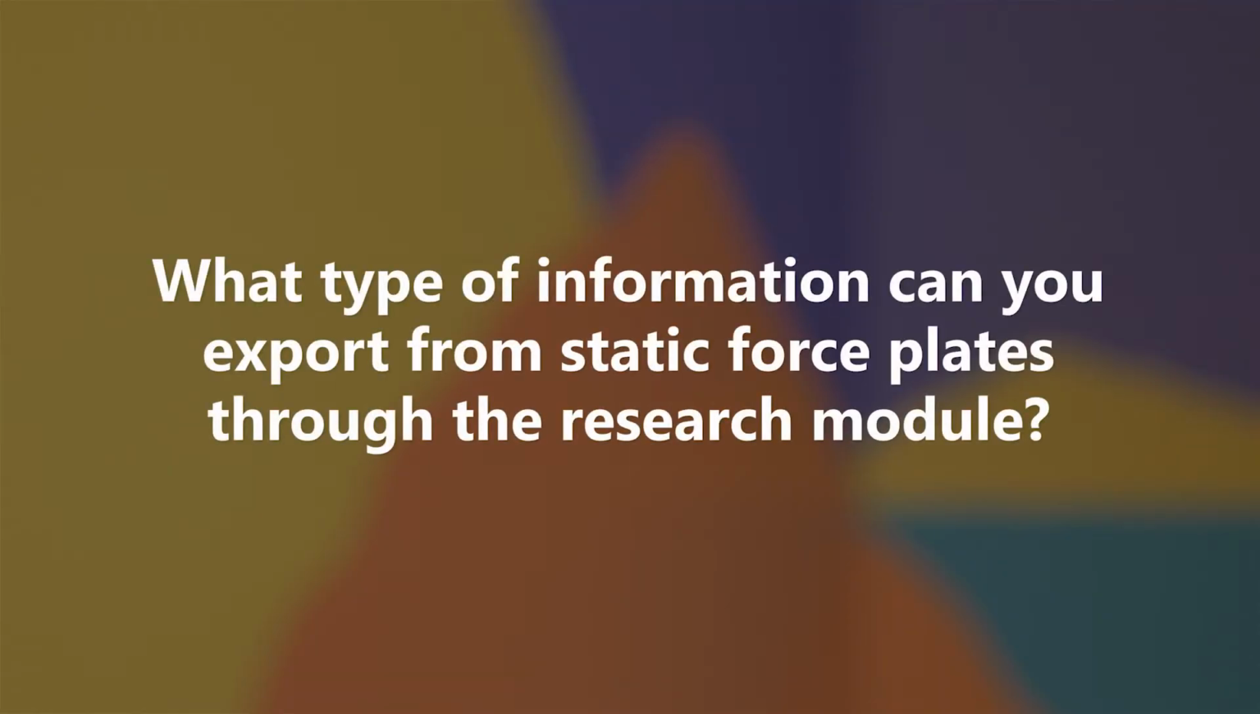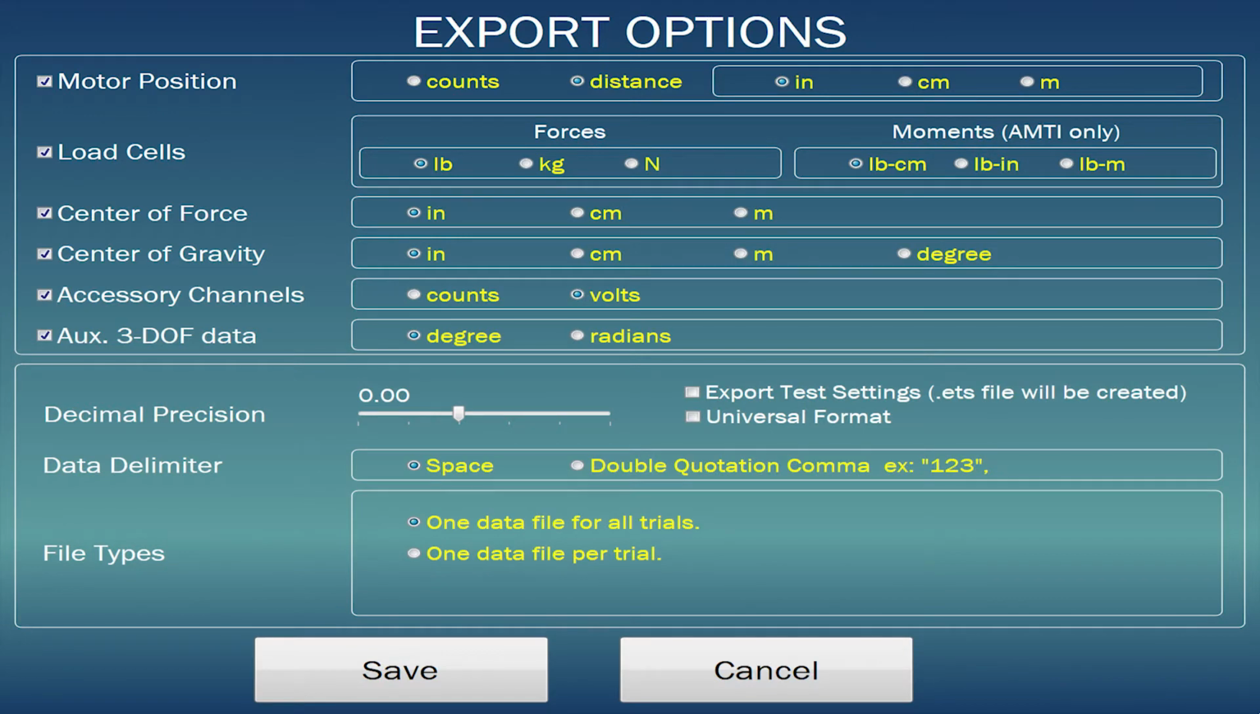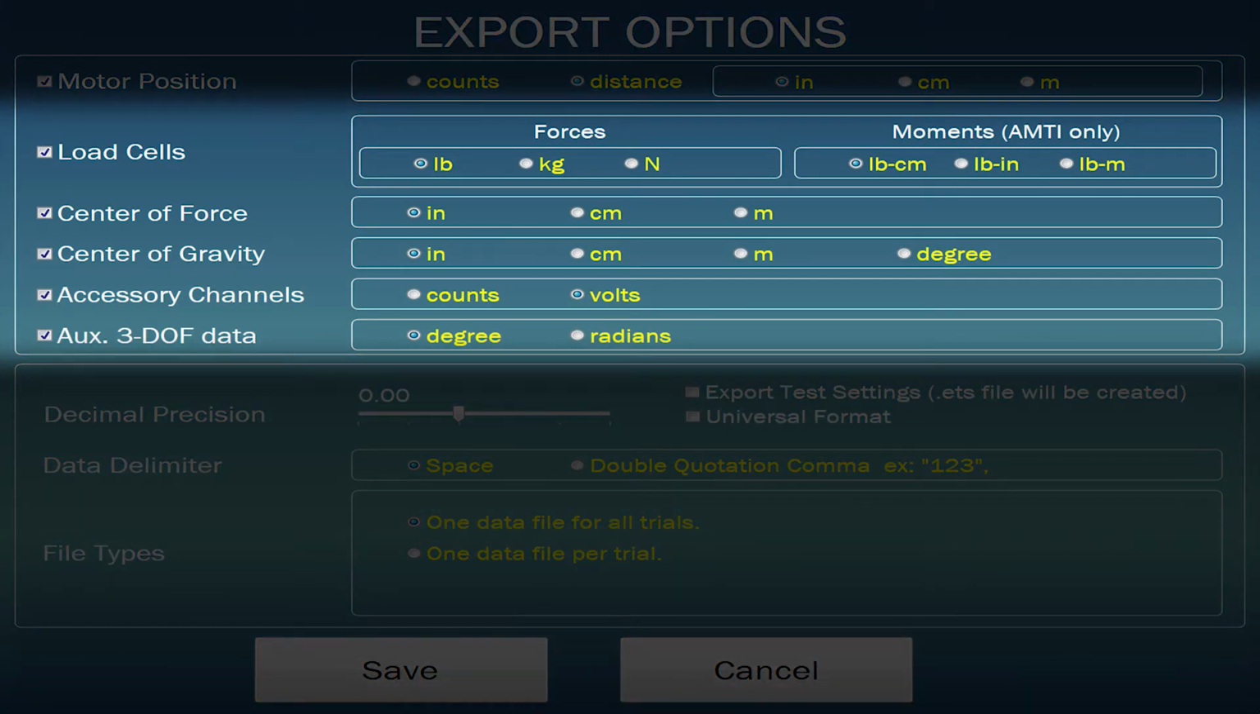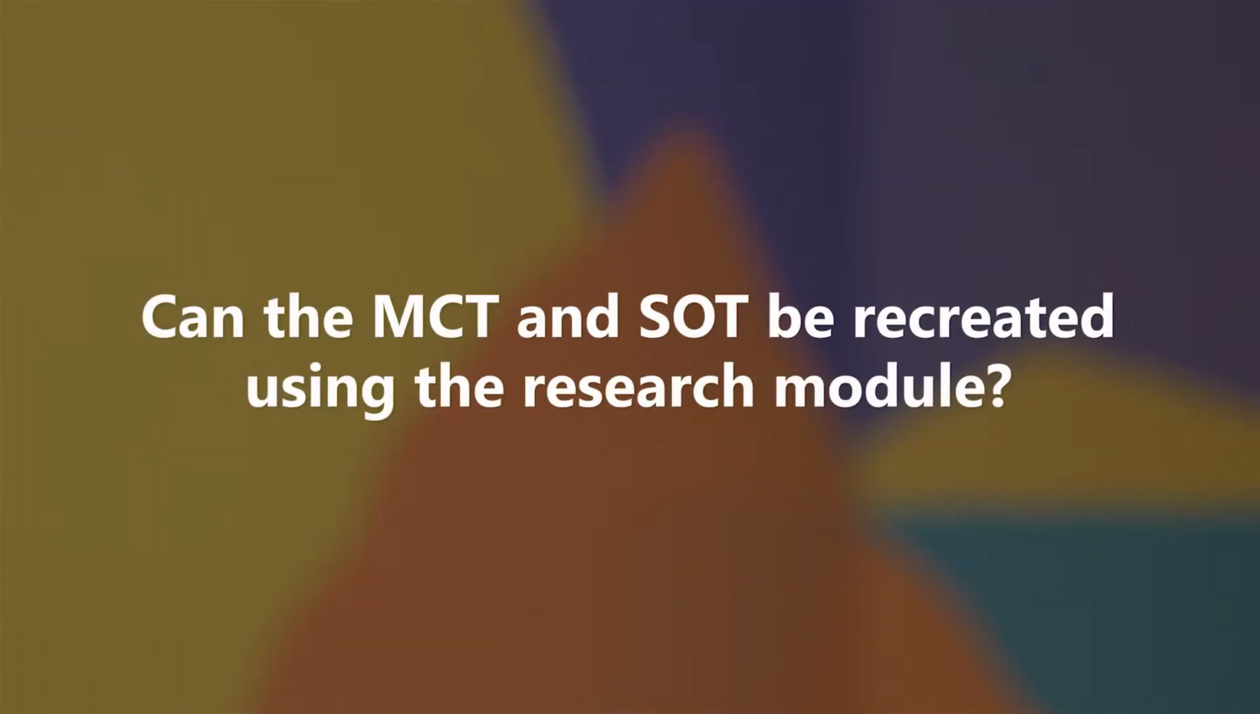What type of information can you export from Statics Forceplates through the research module? Under Export Options, the researcher selects the type of data to be exported and the units for each data type. Data types include load cell data, center of force, center of gravity, and head movement if paired with the head tracker.